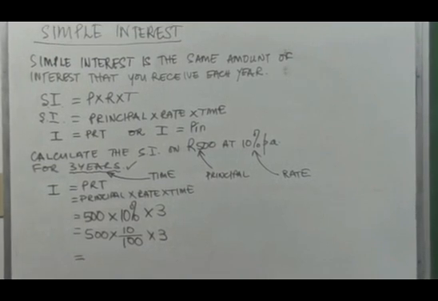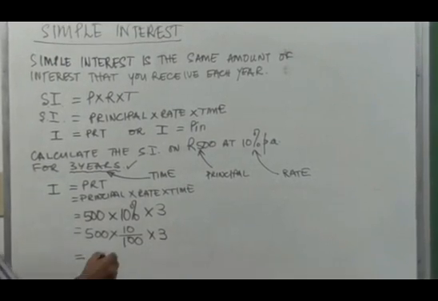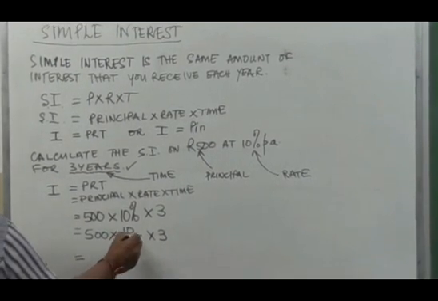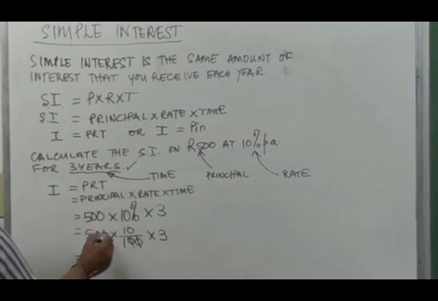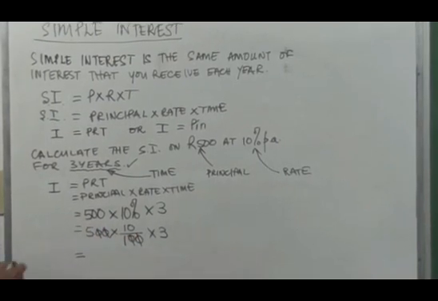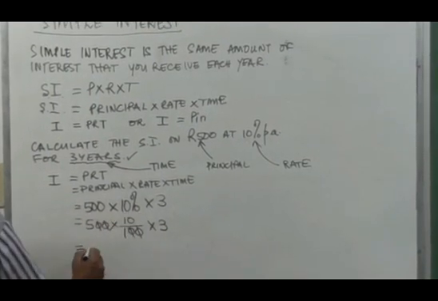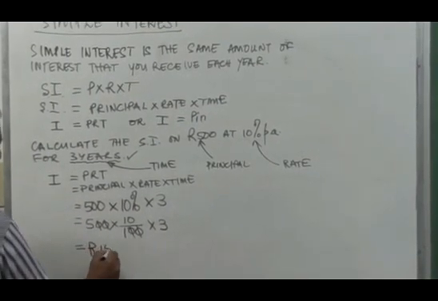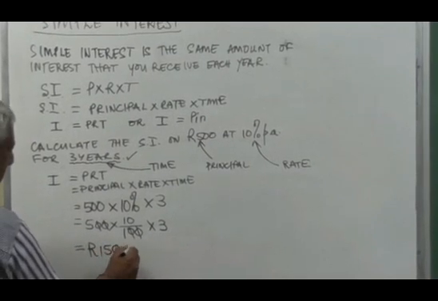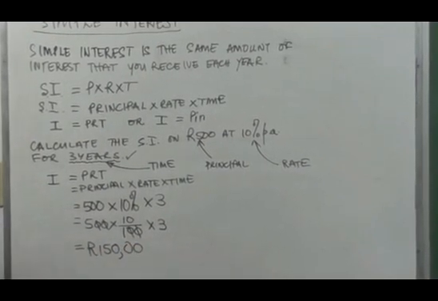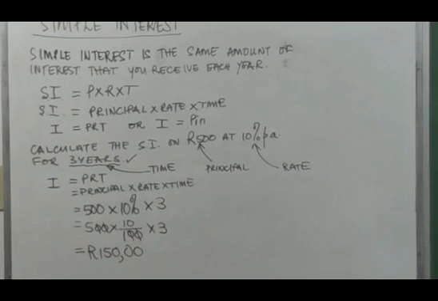But suppose you don't have a calculator, then I will just show you what you're supposed to do. That 100 divides here 5 times. So what we are left with, 5 times 10, 50. 50 times 3, it's 150 rands. So the interest here is 150 rands. But you can put that in a calculator and get the answer. So that is how we calculate simple interest.